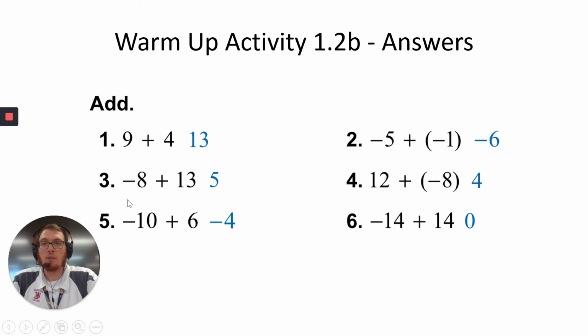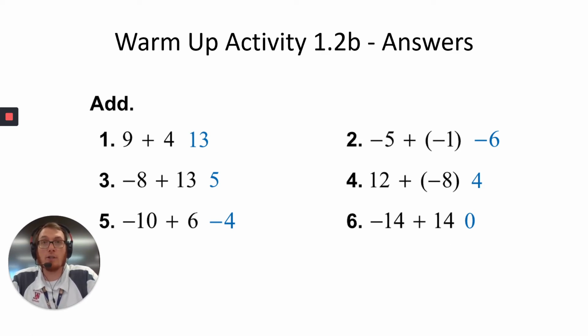Negative 8 and 13, one of each, so 13 minus 8 is 5, and the bigger number is positive, so the answer is 5. 12 plus negative 8, similar reason. 12 is higher, so 12 minus 8 is 4, and the answer is 4. Negative 10 plus 6, I'm just going to do 10 minus 6. That's 4, but that should be negative because the bigger number is negative. And probably an easy question here is negative 14 and 14, which makes 0 because it's the same number, just one's positive and one's negative.